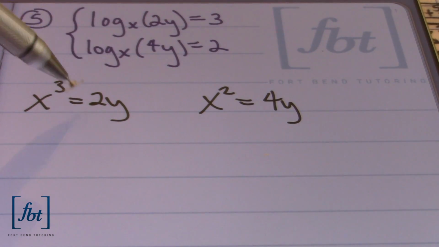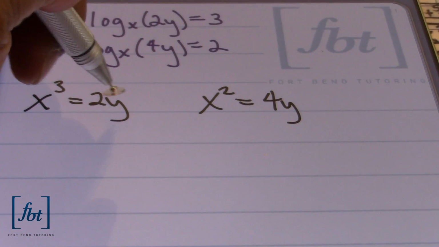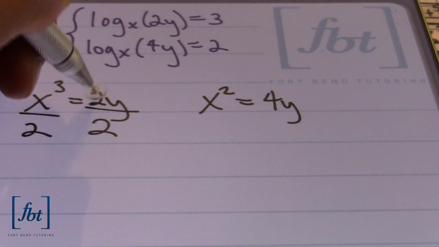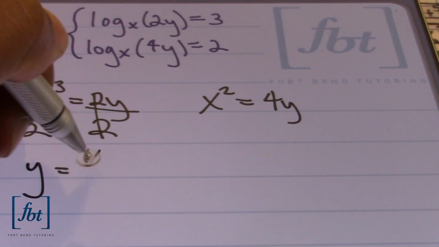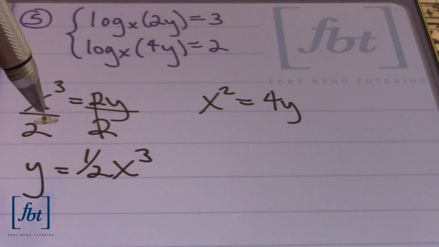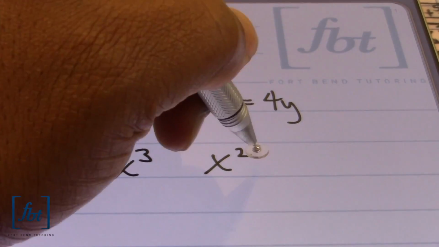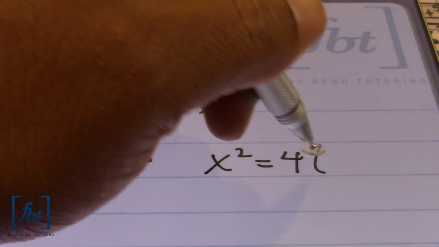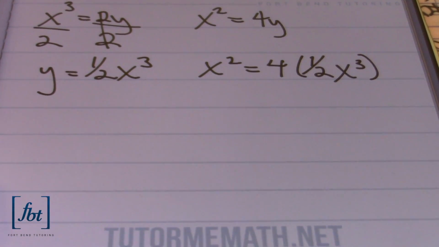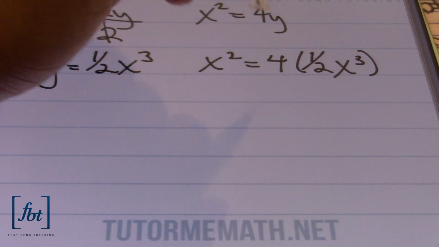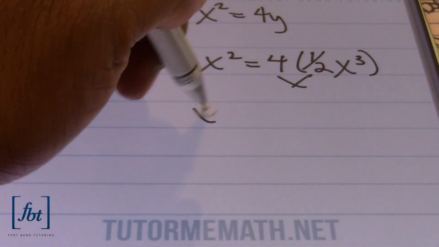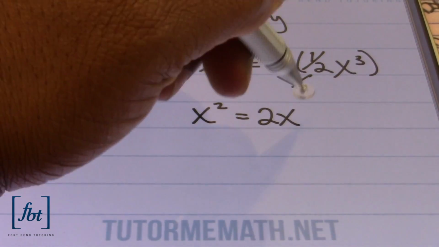If I solve for y in one of these equations, let's say the first one, I can start by dividing both sides by 2, and this tells me that y equals 1/2 x cubed. Let's go ahead and plug in this value of y, the 1/2 x cubed, into the second equation. So we can rewrite this equation as x squared equals 4 times our value of y, which is 1/2 x cubed. Once we have this form of the equation, we can then say that half of 4 is 2, right? So this is now x squared equals 2x cubed.